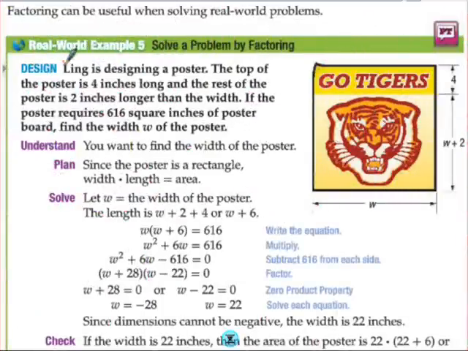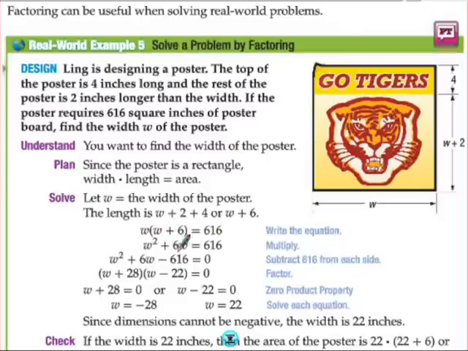Factoring can be useful when solving real-world problems. So Ling is designing a poster. The top of the poster is 4 inches, and the rest of the poster is 2 inches more than the width. Okay? If the poster requires 616 square inches of poster board, find the width W of the poster. So we're just looking for the width. Okay? We set up an equation. W times W plus 6 equals 616.